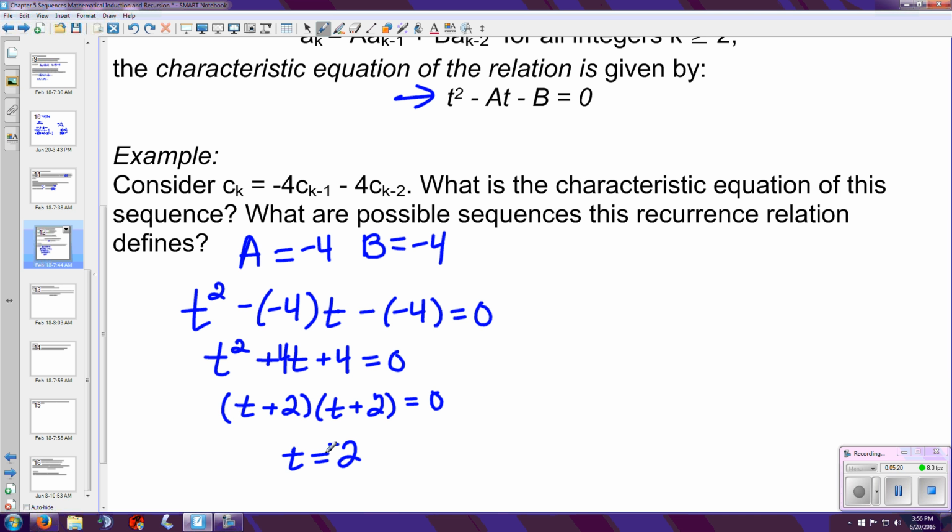And in this case, there's only one possible sequence that this will generate. We said 1, that would be to the 0. So we have 1, -2 to the first, -2 to the second, and so on and so forth. So what is this generating? Alternating powers of 2.